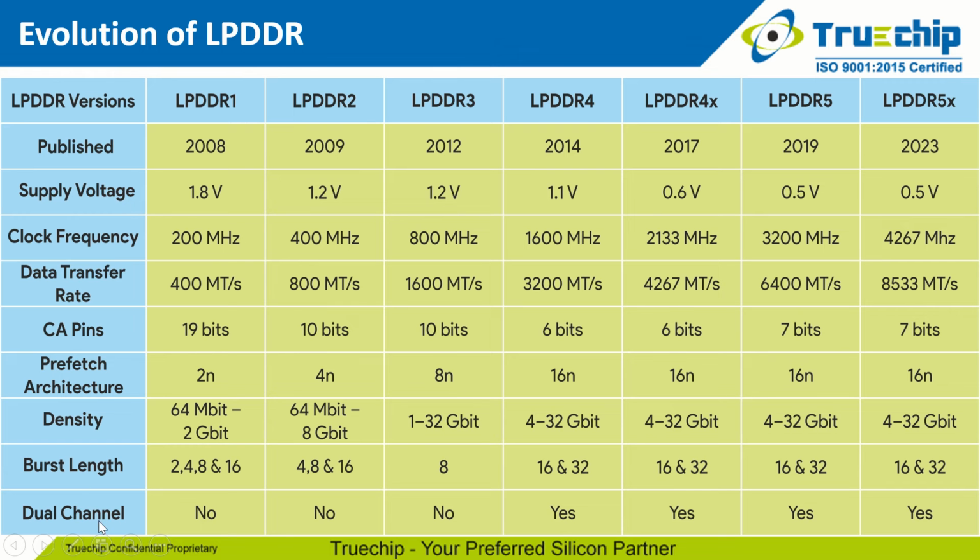Having multi-channel support and multi-rank configuration, it is even more possible to cover more memory density, from 2 GB in LPDDR1 to 32 GB in LPDDR5. The support of multi-channel came after LPDDR3.